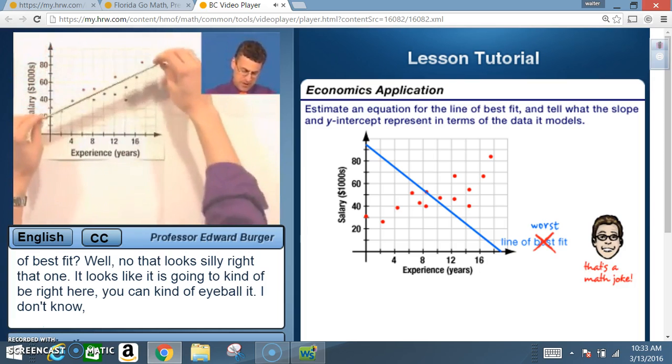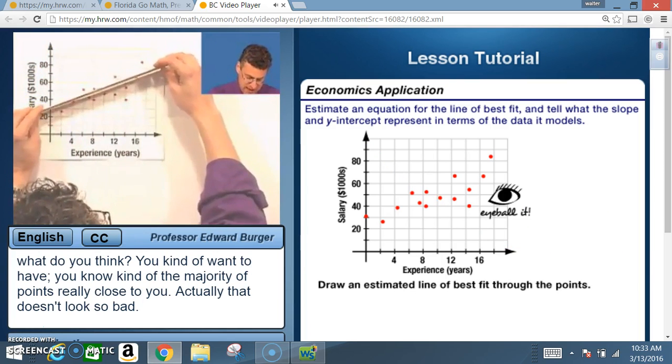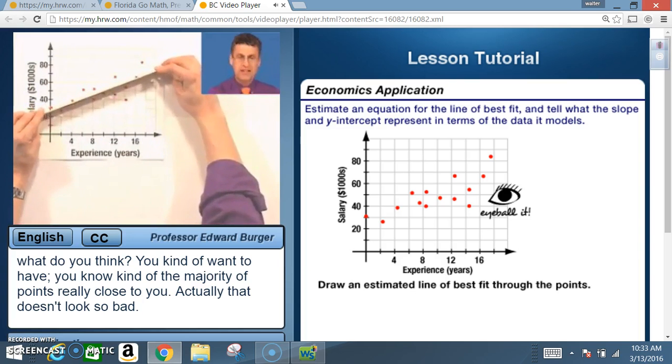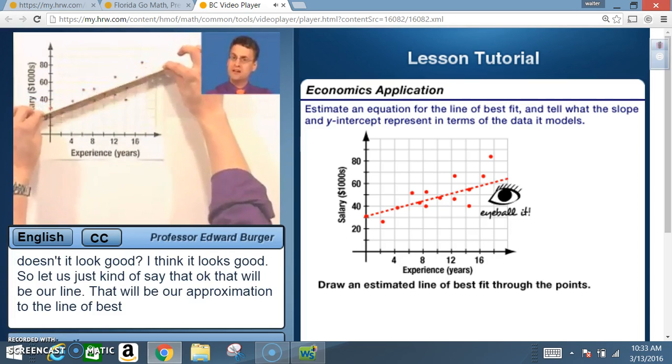It looks like it's going to kind of be over here, right? You can kind of eyeball it. I don't know. What do you think? You kind of want to have the majority of points really close to you. Actually, that doesn't look so bad. Look at that. See, there's a bunch of points a little bit above, a bunch of points a little bit below. It really seems to conform to that, doesn't it? Look good? I think it looks good.